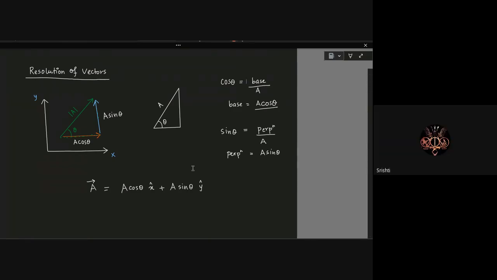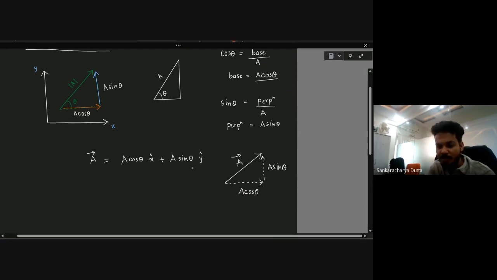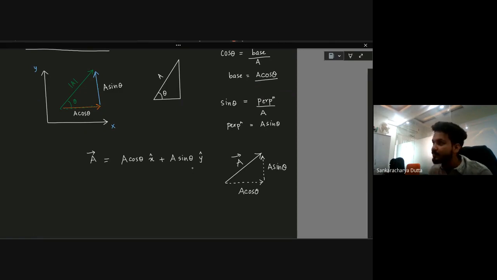So I didn't understand the last step. The last step. Okay. See, I had a vector in some random direction that was A. Using trigonometry, I broke it into two perpendicular directions, one along the x-axis, and its length was A cos theta. And I broke it in the y direction, and the length was A sine theta, right? Up to here, you understood? Yes, sir.